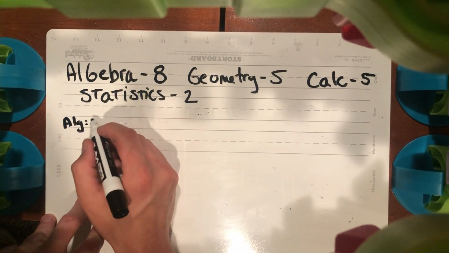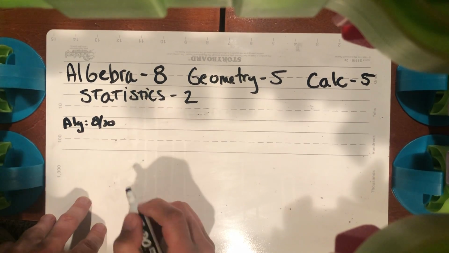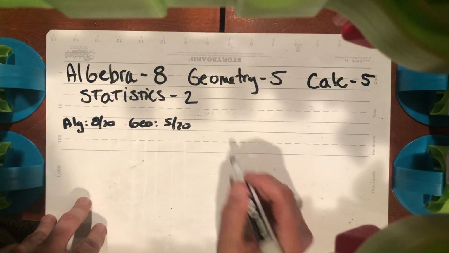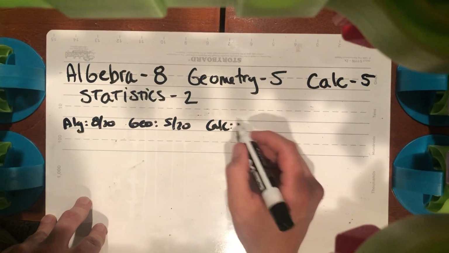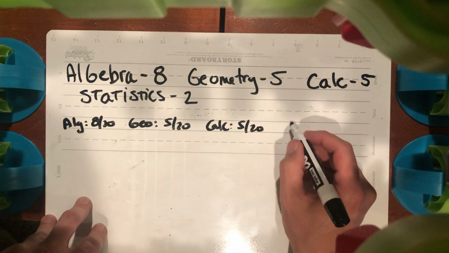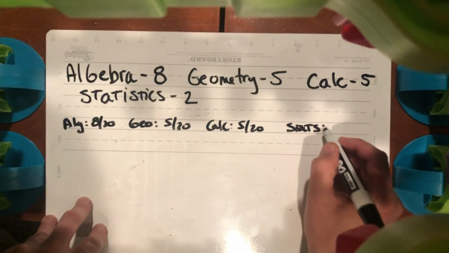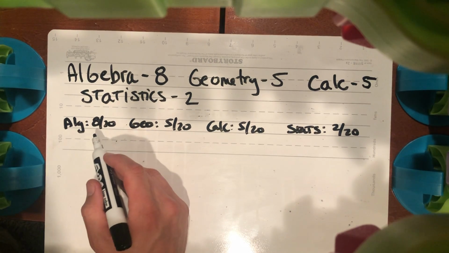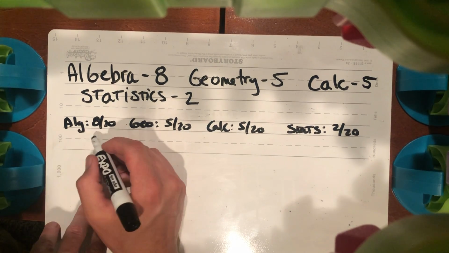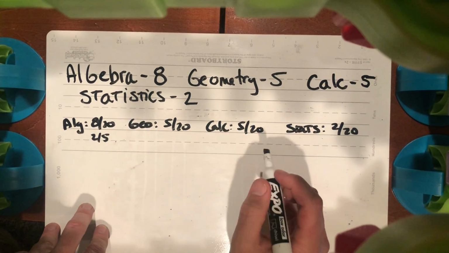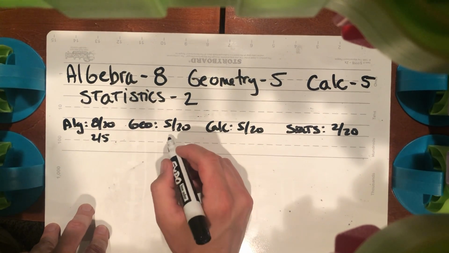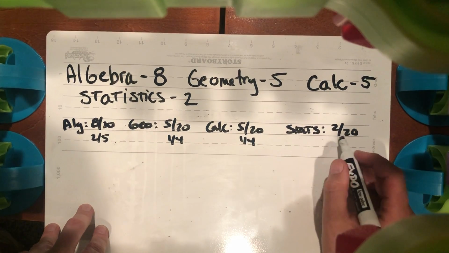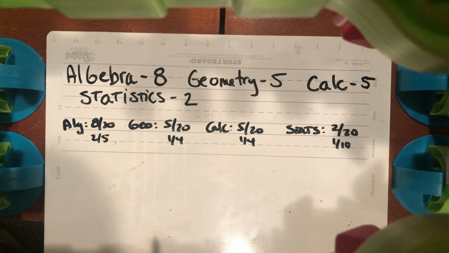For example, algebra represented 8 of the 20 students. Geometry represented 5 of the 20 students. Calculus represented 5 of the 20 students, and statistics was 2 of the 20 students. Each of those fractions can be reduced. 4 goes into both of these numbers, 2 and 5 times respectively. Geometry, 5 goes into each of those numbers, so 1 and 4. Same for calculus. And for statistics, 2 goes into both of those numbers, so 1 and 10.